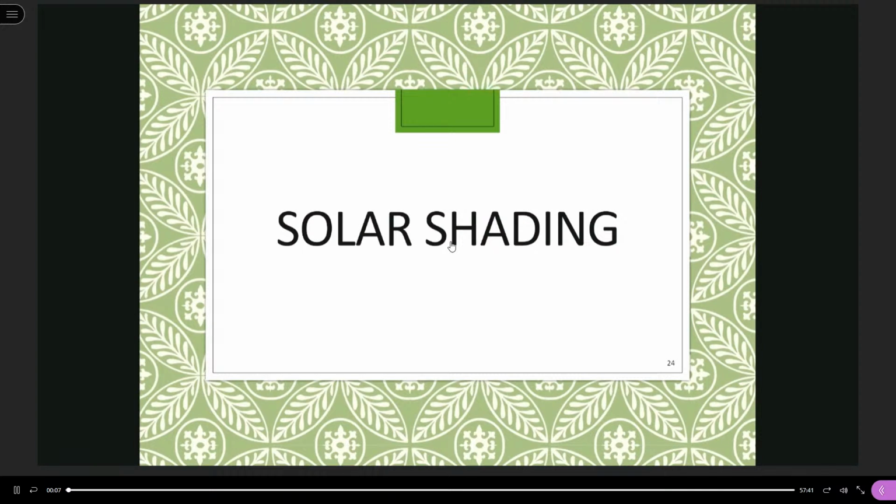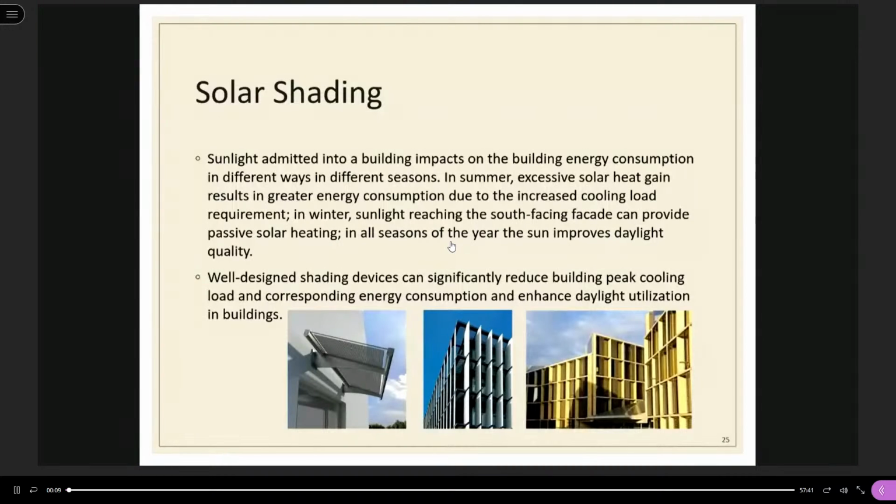Solar shading. Sunlight entering a building impacts building energy consumption in different ways in different seasons. The sun path would be different in the summer and in the winter. In the summer, excessive solar heat gain results in greater energy consumption due to the increased cooling load requirement.